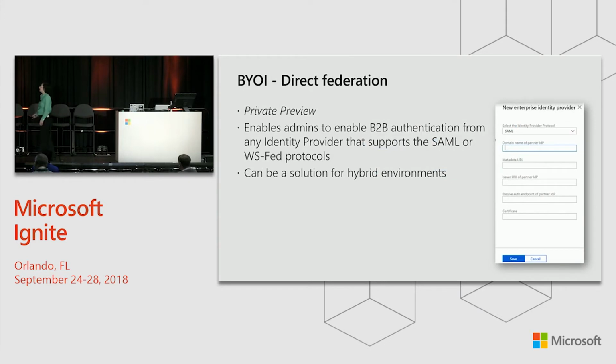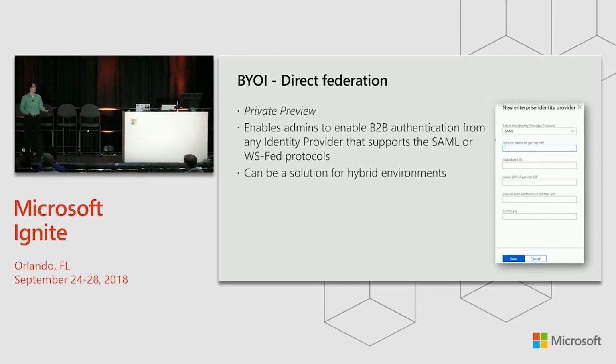Along the same lines, we've got direct federation, which is still in private preview. So that's coming out in a few months, but it's not quite available yet. This feature will enable an admin to set up B2B authentication with any other identity provider that supports SAML or WSFed. And frankly, that's just about all of them. So this will enable you, for partners that you work with closely, to set up a kind of handshake and enable those users to get a very native experience with their accounts as well.